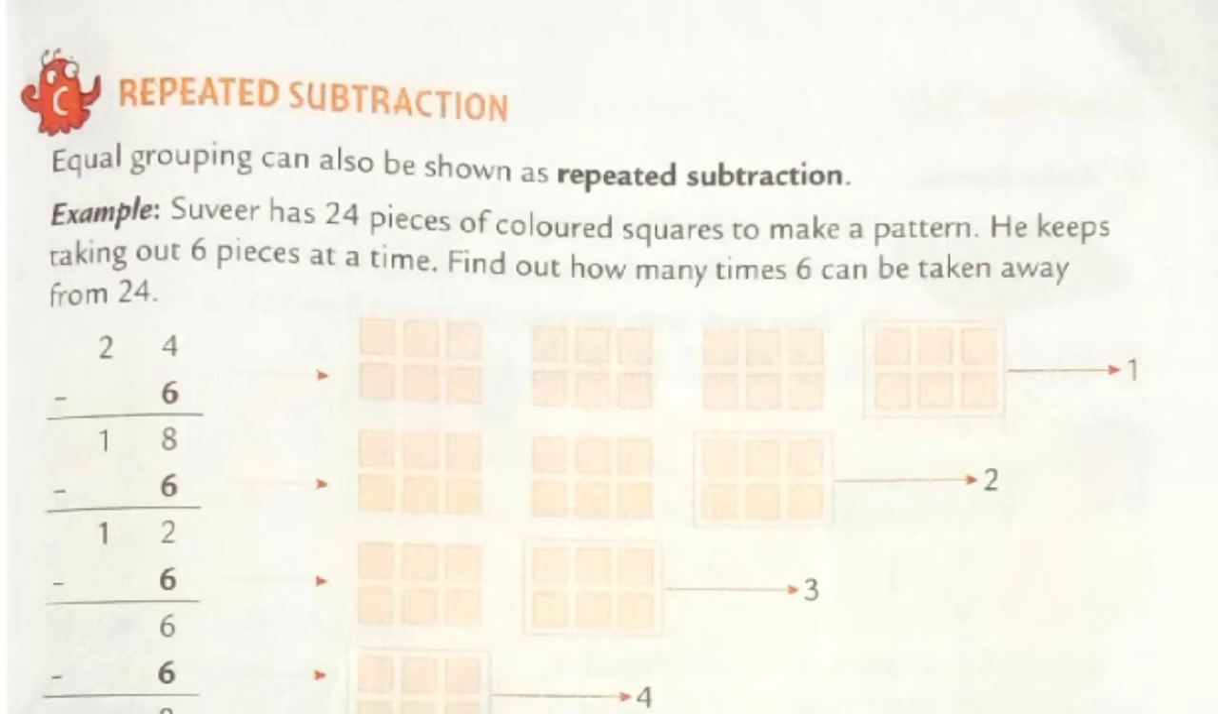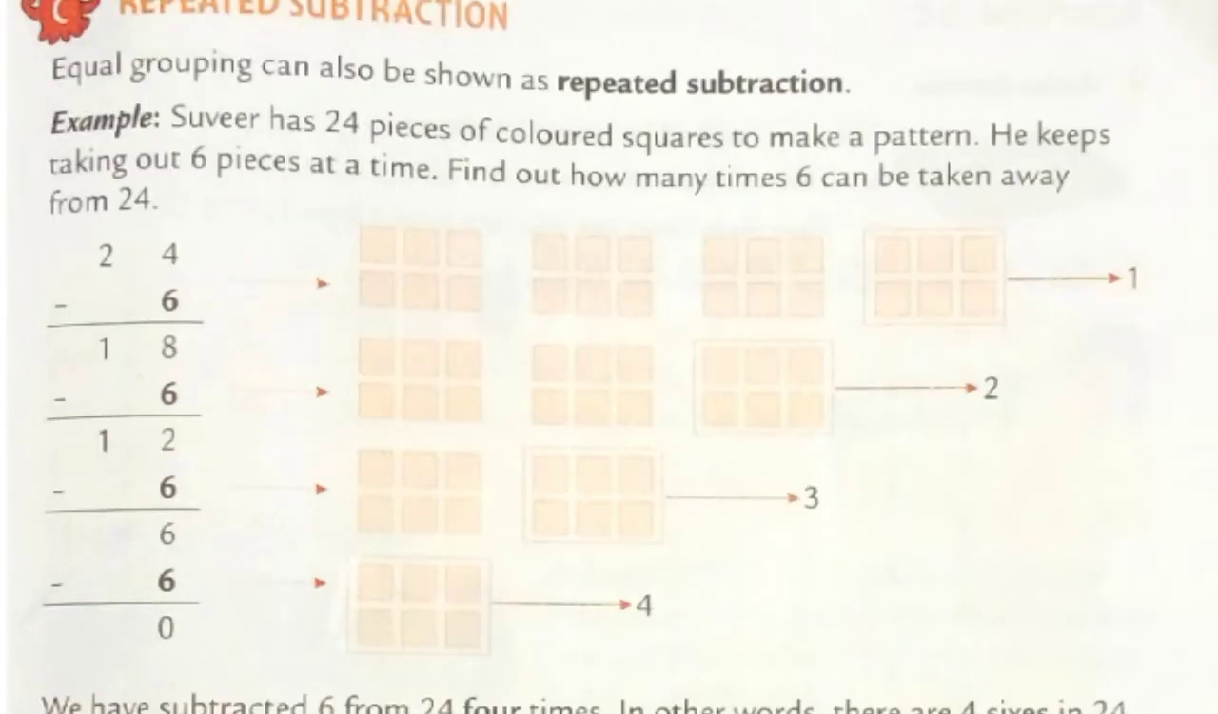And how we can do this? Let's see this example. Suvir has 24 pieces of colored squares to make a pattern. He keeps taking out 6 pieces at a time. Find out how many times 6 can be taken away from 24.